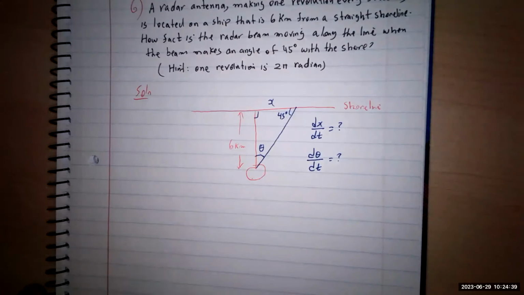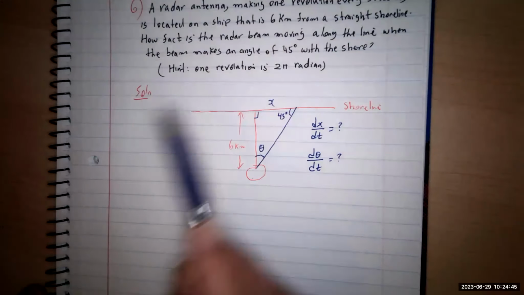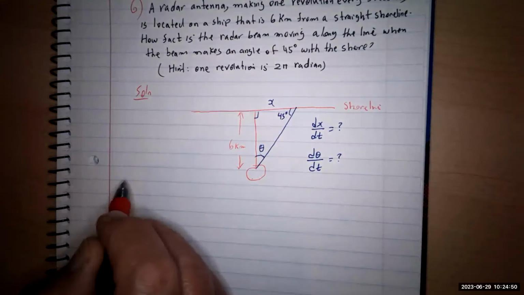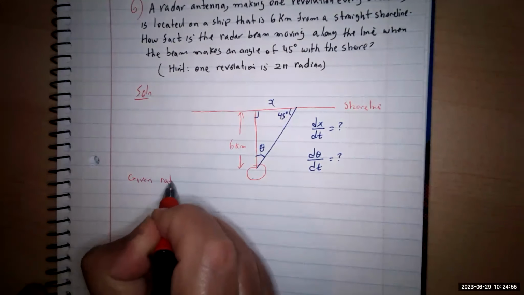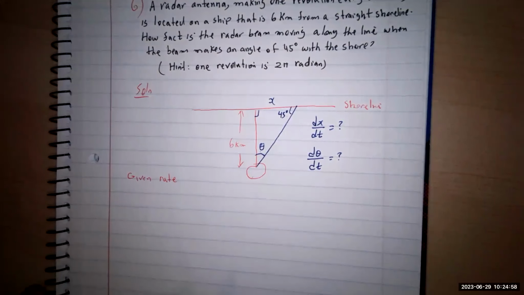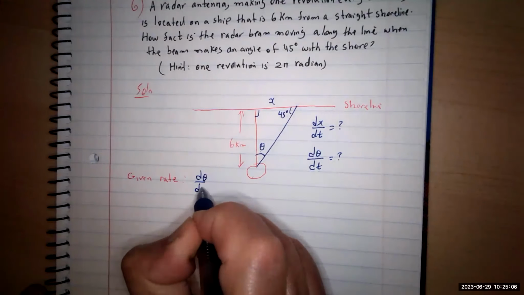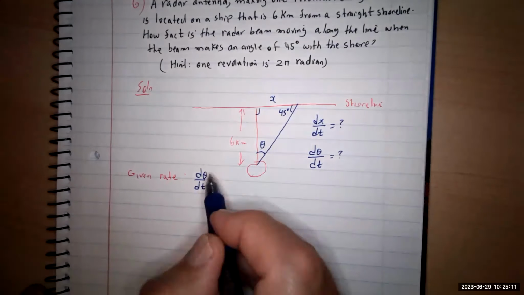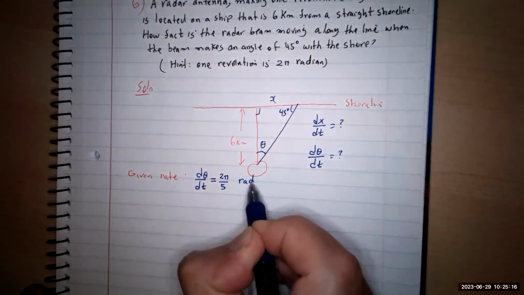Okay. So this is given because they give you one revolution every 5 seconds, and one revolution is 2 pi radians. So the unknown one is dx/dt all the time. Let me just put them together. The given rate is d theta/dt. That is going to be the given one. One revolution every 5 seconds, one revolution is 2 pi, so it's going to be 2 pi over 5. Remember, it's going to be radians per second.